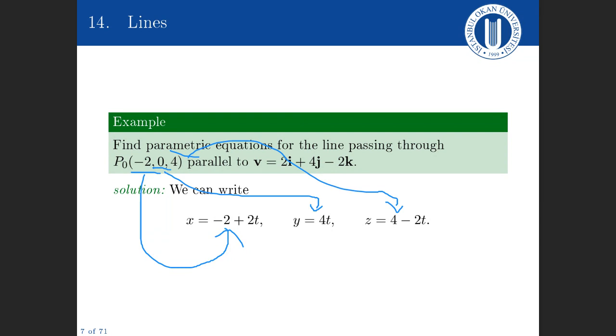And then we use our vector. 2i, so in the first equation we have 2t. 4j, so in the second equation we have 4t, and then minus 2k, so in the z equation we have minus 2t.